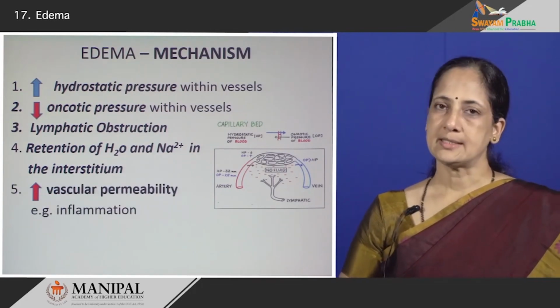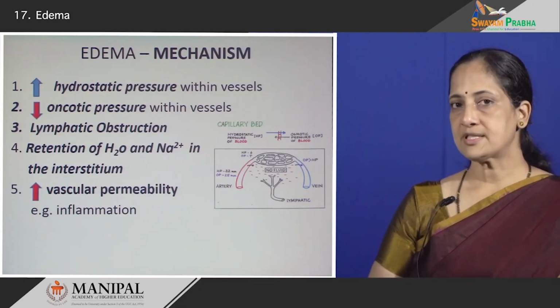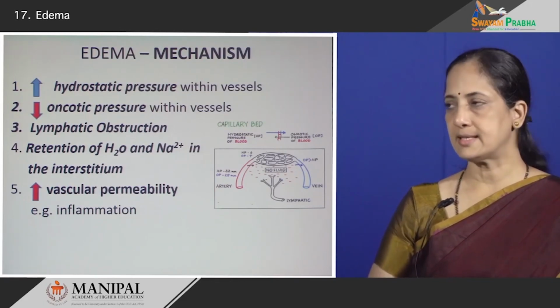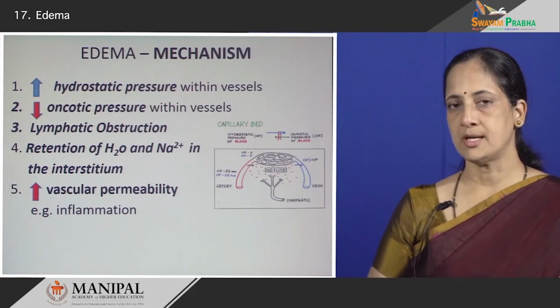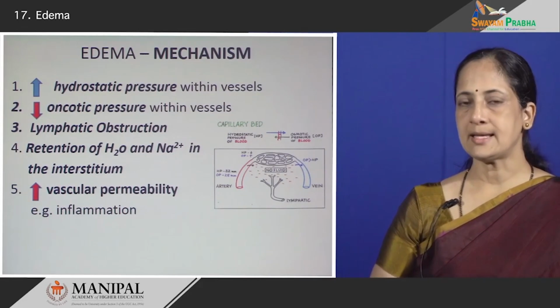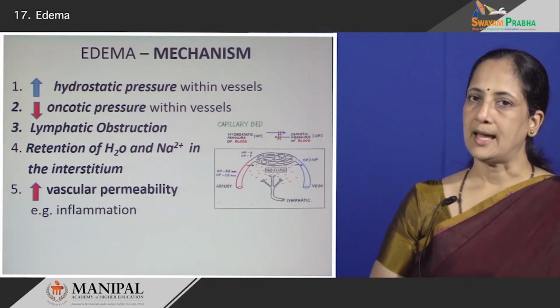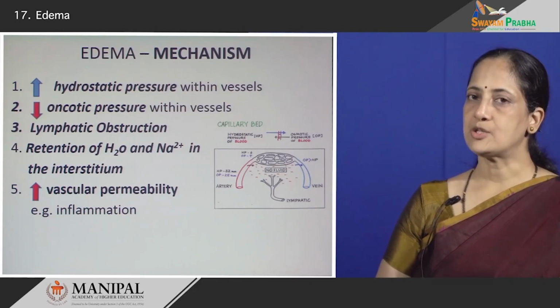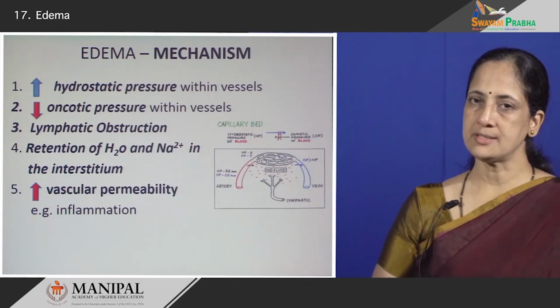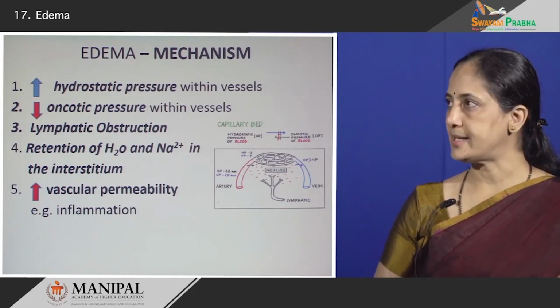Last but not the least is increased vascular permeability. Whenever gaps develop between the endothelial cells, as you have seen in inflammation, it's not only the fluid, but also the cells and the proteins that escape into the interstitial compartment. And this is the swelling that you see in inflammatory conditions, and it's usually formed because of an exudate.